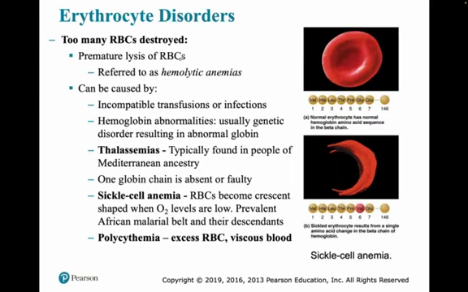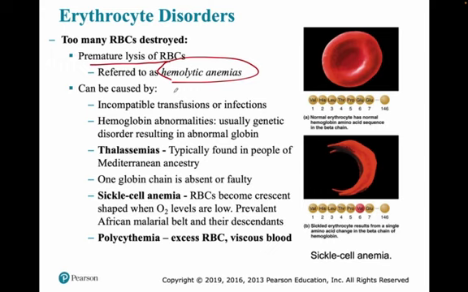If too many RBCs are destroyed, that is called premature lysis of RBCs. That is called hemolytic anemia. This can be caused by incompatible transfusion. Again, we will learn about blood groups later. Incompatible transfusion means you have one blood type and you're given another blood type. Maybe someone had some blood loss due to an accident, and that person is given blood that does not match that person's blood.